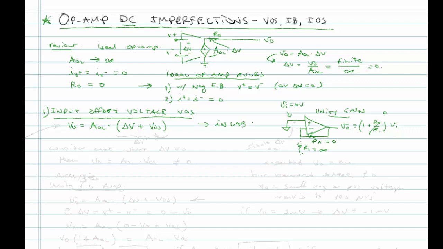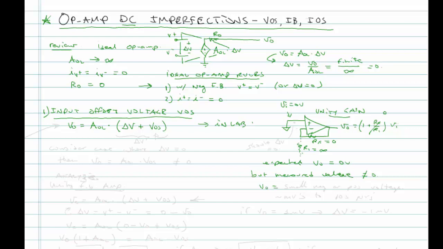Now in an ideal op amp that would have no offset voltage, the expected VO would just be equal to 0. But the measured value, if we have a good enough meter, will not be 0. It might be slightly positive or negative.